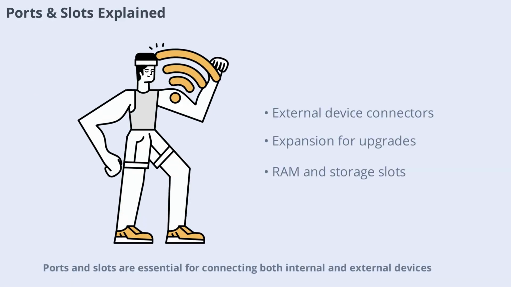Ports and slots are essential for connecting both internal and external devices. Ports are the connectors you see on the motherboard or case, such as USB Type-A and Type-C, HDMI, DisplayPort, Ethernet, and audio jacks. SATA and M.2 ports are used for connecting storage drives. Inside the computer, slots like PCIe are used for expansion cards, graphics, sound, or network cards. RAM slots hold your memory modules, and M.2 slots are for high-speed SSDs. Understanding the difference between ports and slots helps you upgrade and troubleshoot your system more effectively.